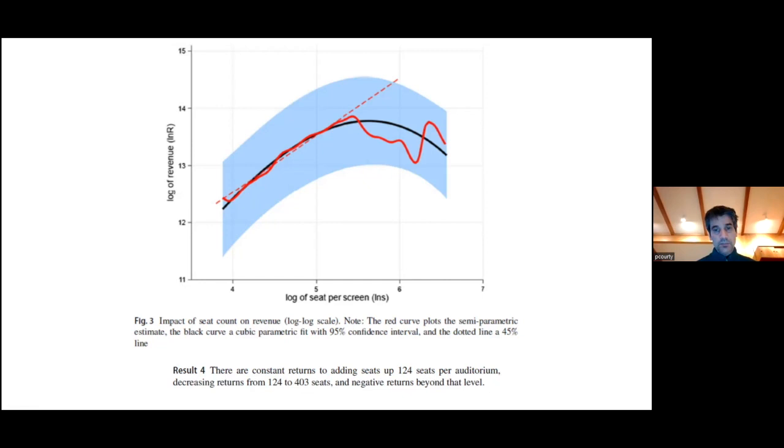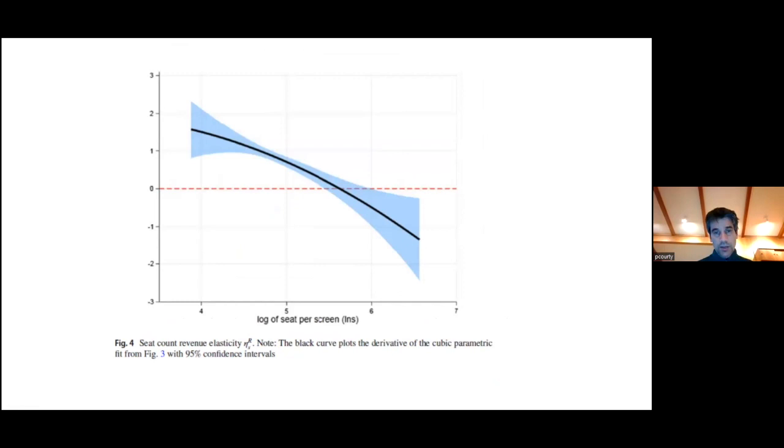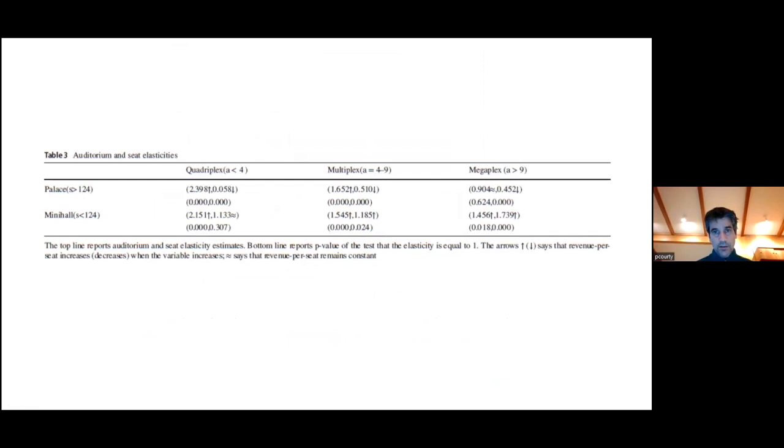So we reject the theater design neutrality. And after what I'm going to show now, a lot more results. So what we could do here, we group the theaters in different subsets. We have the quadruplex, multiplex, megaplex, depending on number of screens. And then we have the palace, with more than 124 seats per screen, and the mini hall, with fewer than 124.